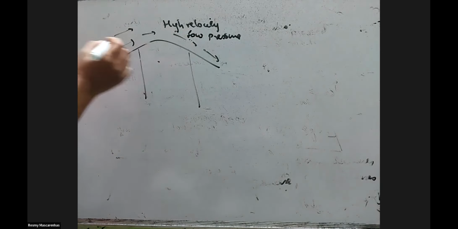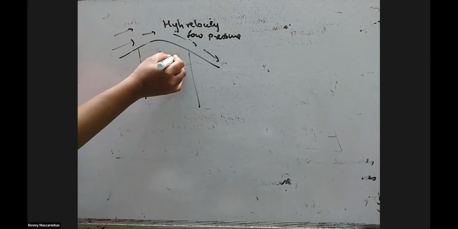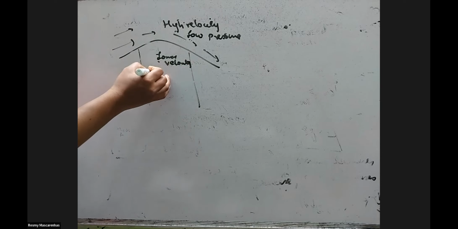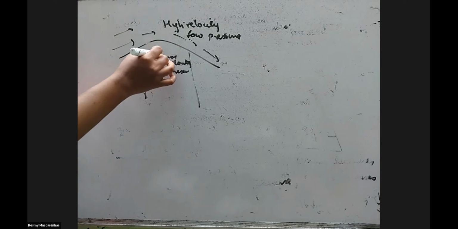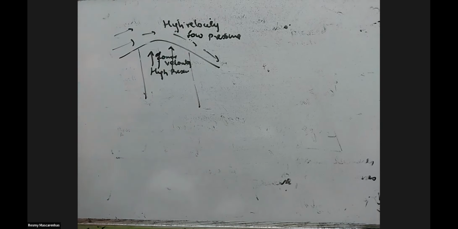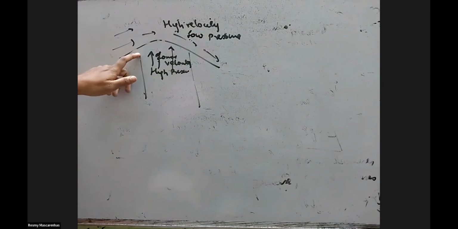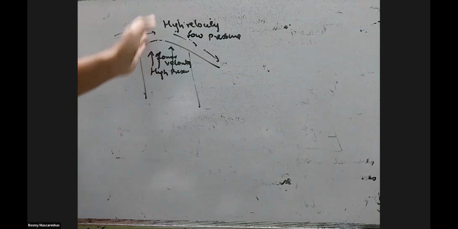Now if you compare it with the inside, what is going to happen? The air inside will be at a lower velocity compared to this. Since it is at lower velocity, it will be at higher pressure. So this high pressure will start acting upward, and because of this pressure, the roof will be blown away. If it is not joined properly, this pressure is strong enough and the roof will blow away.